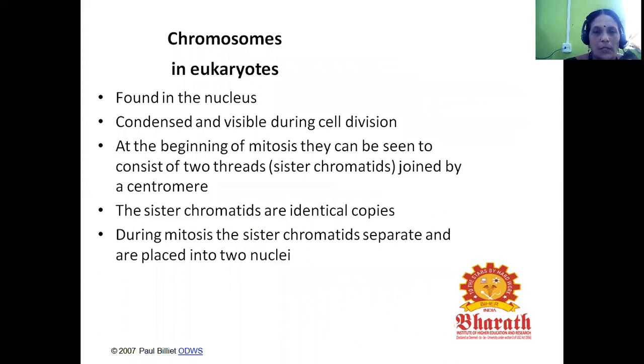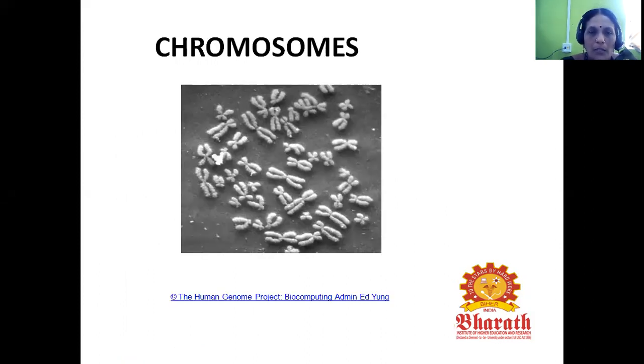Chromosomes in eukaryotes are found in the nucleus, condensed and visible during cell division. At the beginning of mitosis, they can be seen to consist of two threads, called sister chromatids, joined by a centromere. The sister chromatids are identical copies. During mitosis, the sister chromatids separate and are placed into two nuclei. This is the chromosome structure.